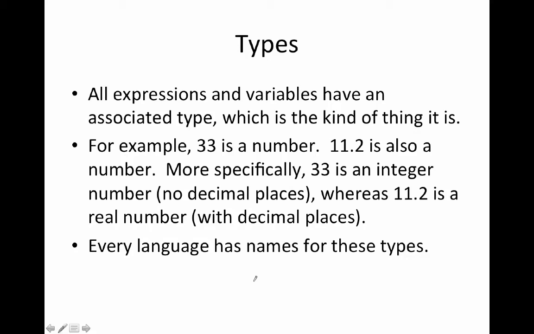All expressions and variables have an associated type, which means the kind of thing that it is. So for example, 33 is a number. 11.2 is also a number, but more specifically, 33 is an integer. It's a number that doesn't have any decimal places, whereas 11.2 is a real number. It does have decimal places. Every language has names for these types of things.